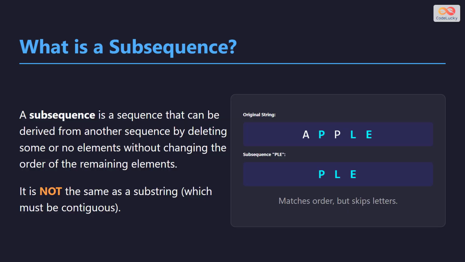First, let's clarify what a subsequence is. A subsequence is formed by deleting 0 or more characters from the original string while maintaining the relative order of the remaining characters. It is crucial to note that unlike a substring, a subsequence does not need to be contiguous. For example, in the word apple, PLE is a valid subsequence.